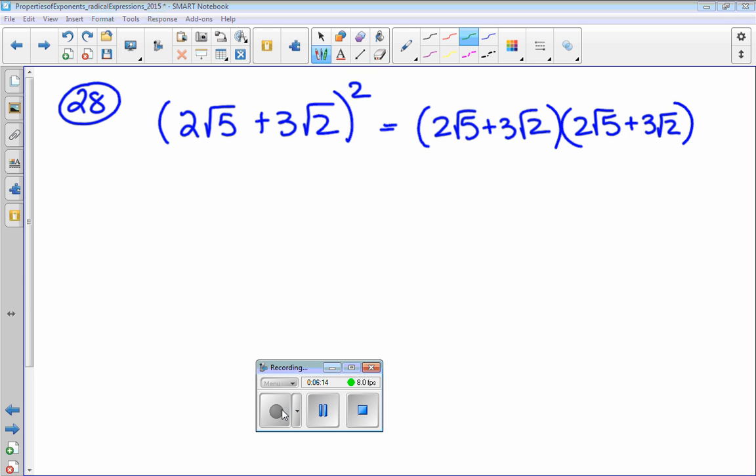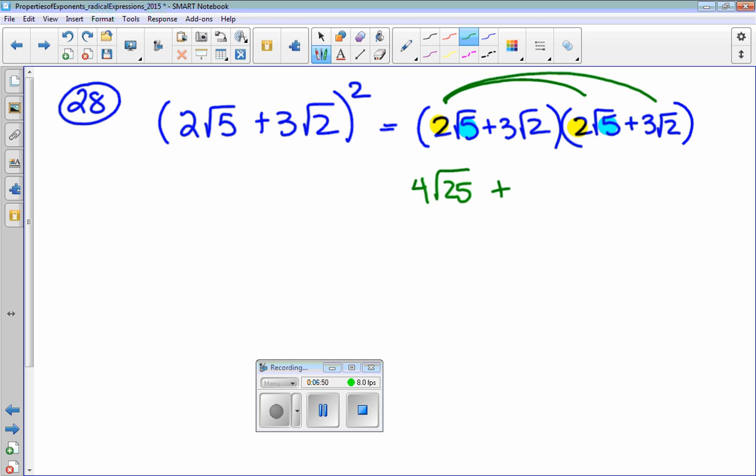So 2 radical 5 times 2 radical 5. Remember, I multiply both the numbers in the front of the radical and the numbers underneath when I am multiplying. So since I'm multiplying here, I'm going to get 4 radical 25, which is 20, because the square root of 25 is 5. 5 times 4 is 20. But we'll get there in a minute. I'm going to take 2 radical 5 and multiply it by 3 radical 2. Again, I'm multiplying the numbers in front and the numbers underneath the radical.